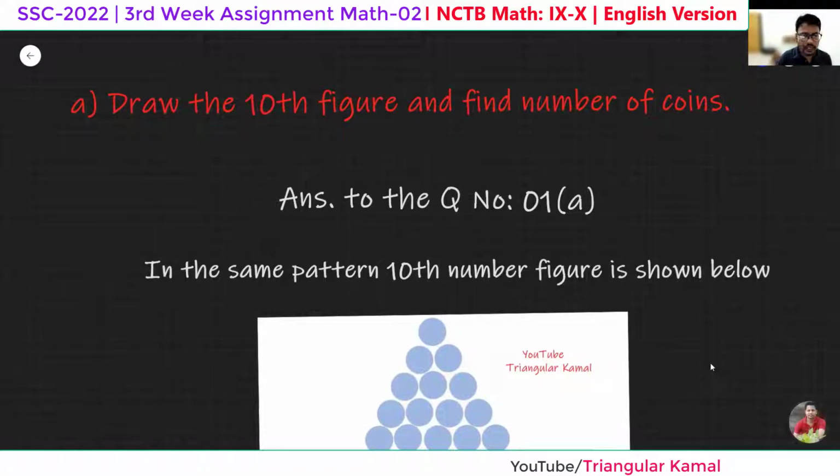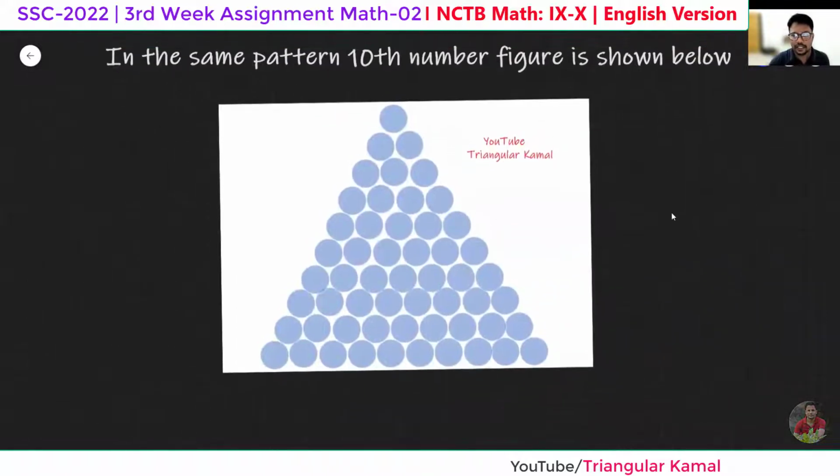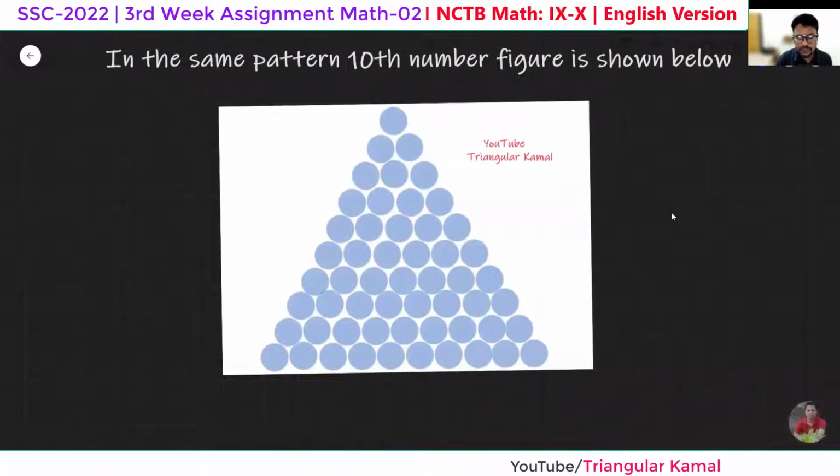Answer to question number 1A. In the same pattern, the 10th figure is shown below. That means this is the first step. I have done this using a computer, but you have to draw this figure using a compass or using coins. In the 10th figure, in the base there are coins 1, 2, 3, 4, 5, 6, 7, 8, 9, 10. Then place another row in between them. In this step there will be a total of 10, in the next step 1 less than 10, that means 9, and in this step there will be 8. This looks like oranges arranged by a food seller. So if you draw the figure, you get this 1 mark.